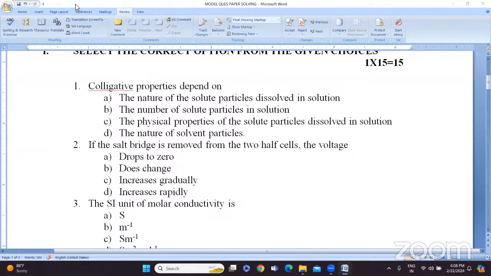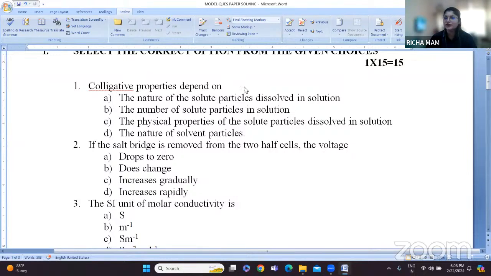When we are discussing colligative property, this comes from the chapter Solutions. What are colligative properties? These are characteristics of a solution. How is it determined? It is determined by the ratio of the number of solute particles to the number of solvent particles in the solution, rather than concentrating on the number of species. So the correct answer is B.